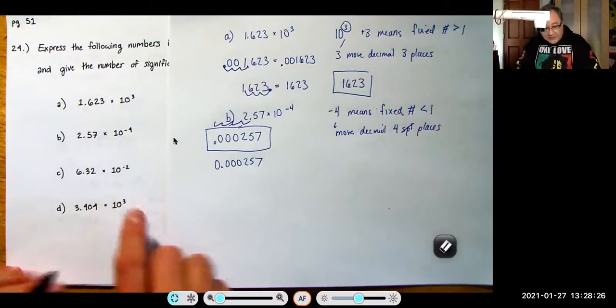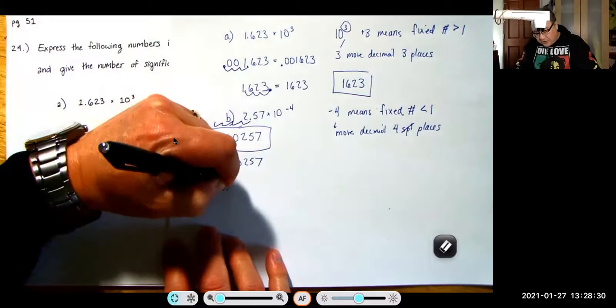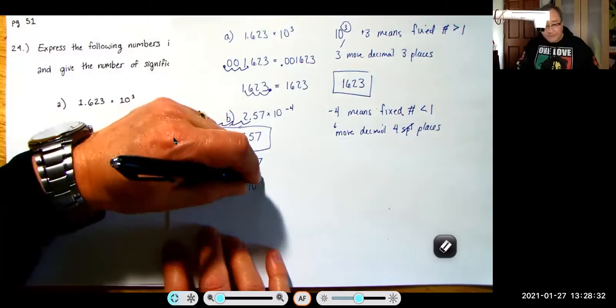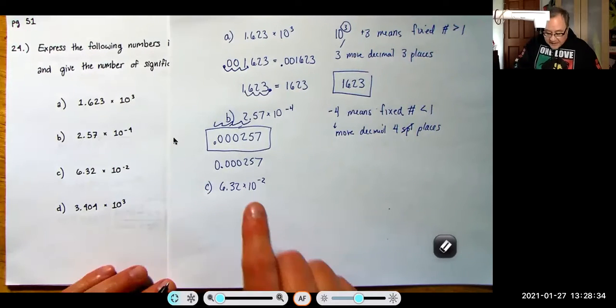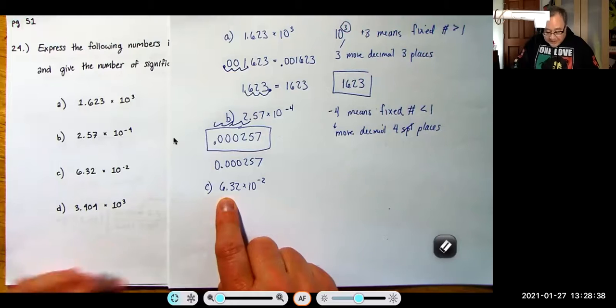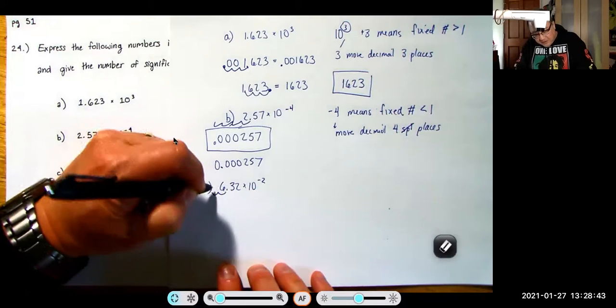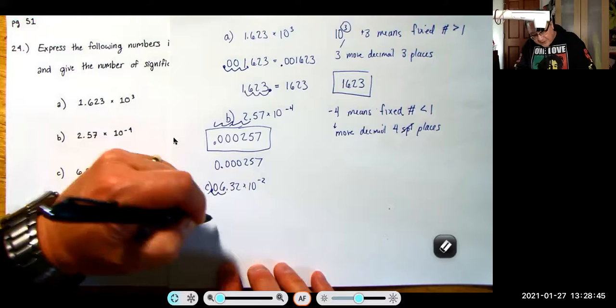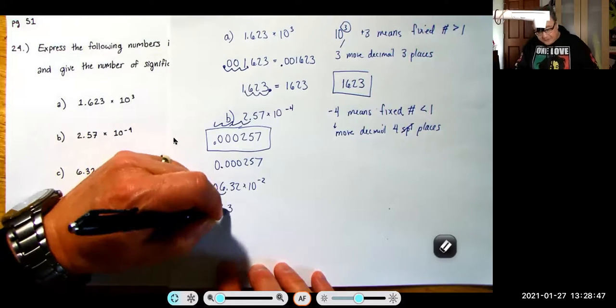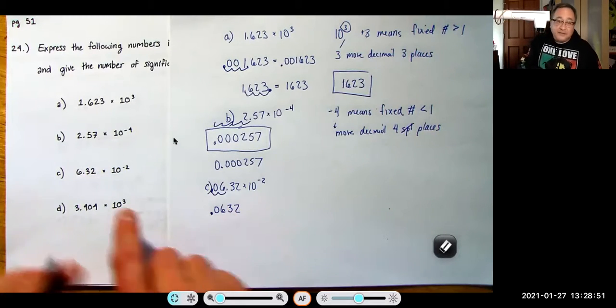Okay, so let's take a look at C. 6.32 times 10 to the minus 2. So the negative means I need to make this number smaller. So I'm going to move the decimal over 2 places. 1, 2. You're going to put a 0 there and the decimal there, so you get 0.0632. And that represents the same as this number here.